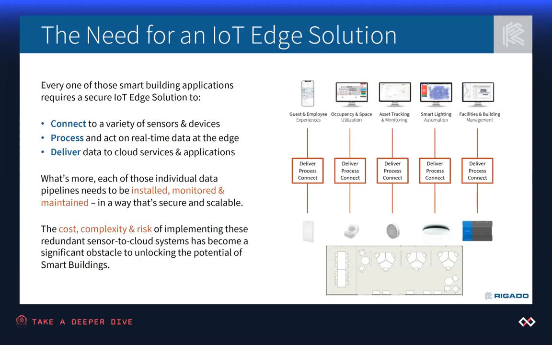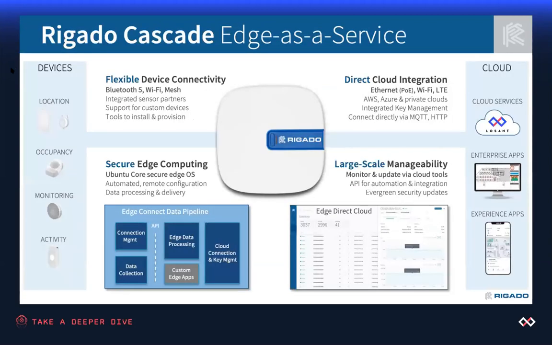On the next slide, you can see a bit about how we do that. And I won't go too far into the nitty gritty here. If you'd like to learn more about Rigado and our gateways, just check us out at rigado.com. But I think what we see most important for solutions like the connected stadium is first, flexible device connectivity. So being able to use low cost, long battery life sensors for things like Bluetooth 5. We also support Wi-Fi and mesh.